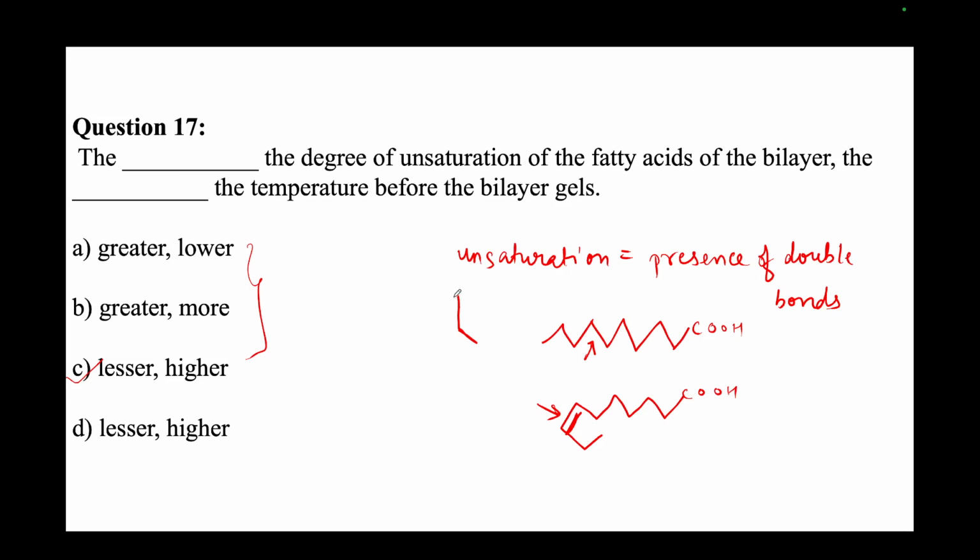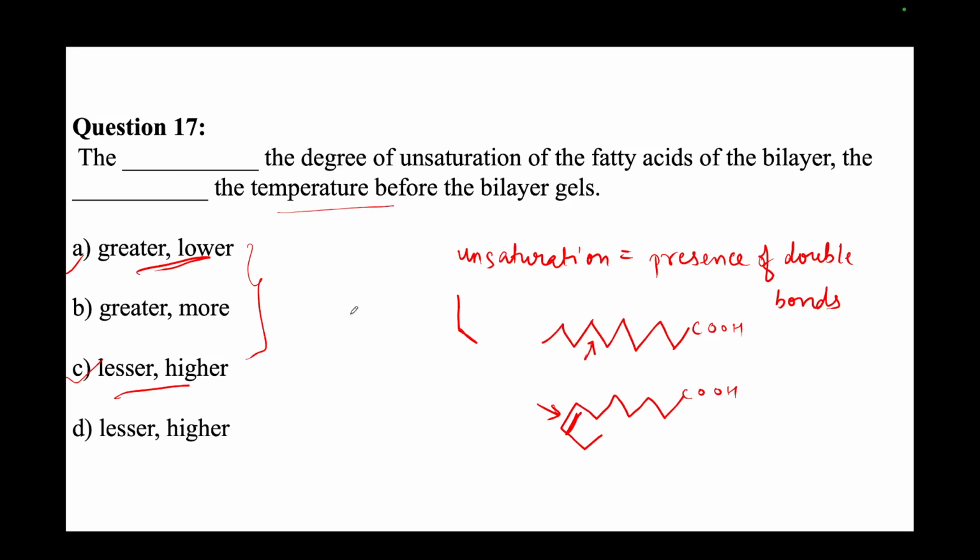So greater the degree of unsaturation I will have, lower the temperature would be, or lesser the degree of unsaturation I will have, higher the temperature would be. So both A and C are the correct option here. Okay. So more and more unsaturation will be there, lower temperatures will be there before the bilayer gels.